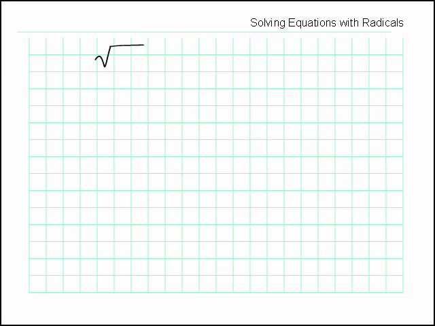Square root x minus 9 minus 3 equals 0. Solve for x. Like I said before you square both sides, you want the radical by itself. So I'm going to move the 3 over to the right side. And that gives me square root x minus 9 equals positive 3.